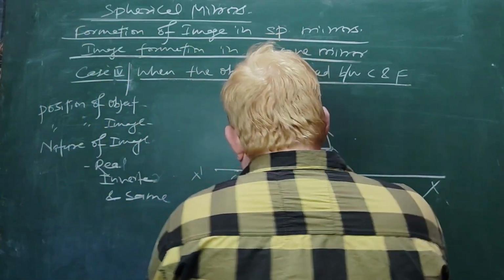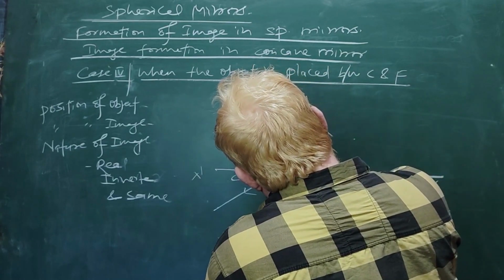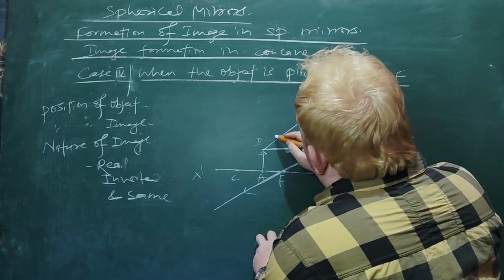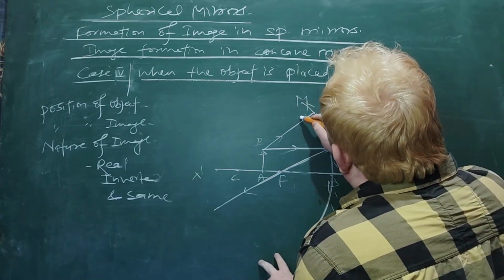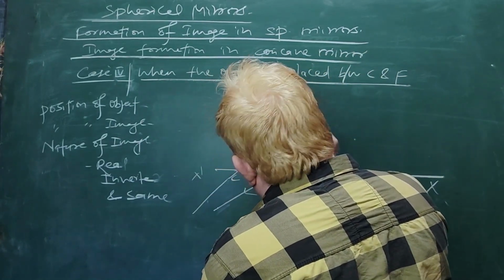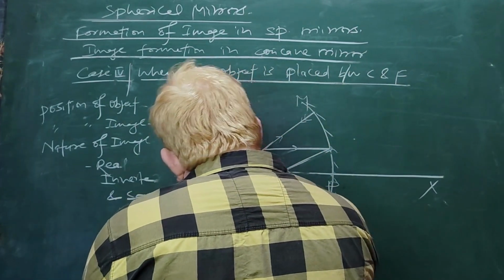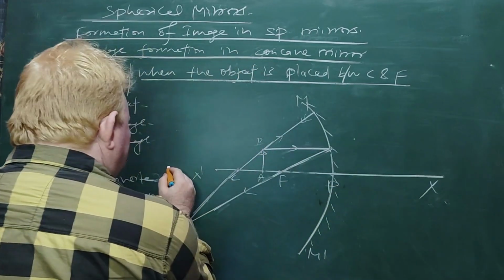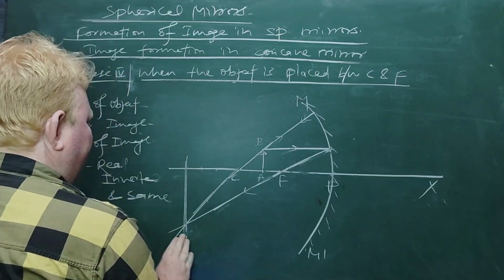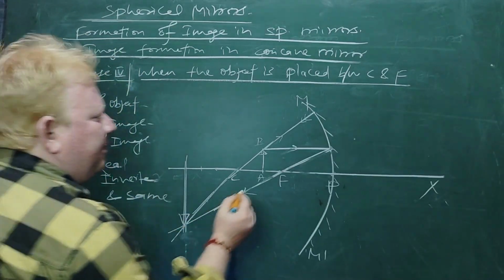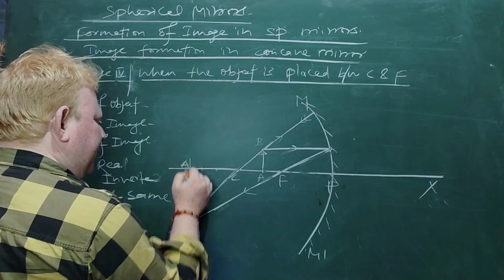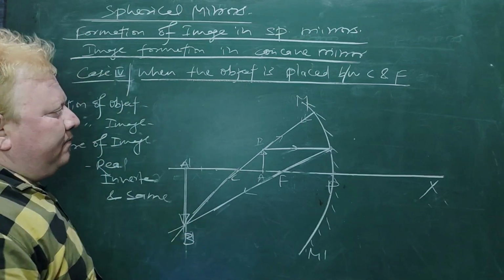See, I am showing you. The second ray I would consider this, because I know that it will come back along the same path. And you can increase these two, and you can see these two are meeting exactly here, where an image will be formed. So if the object is AB, then the image will be A dash B dash.